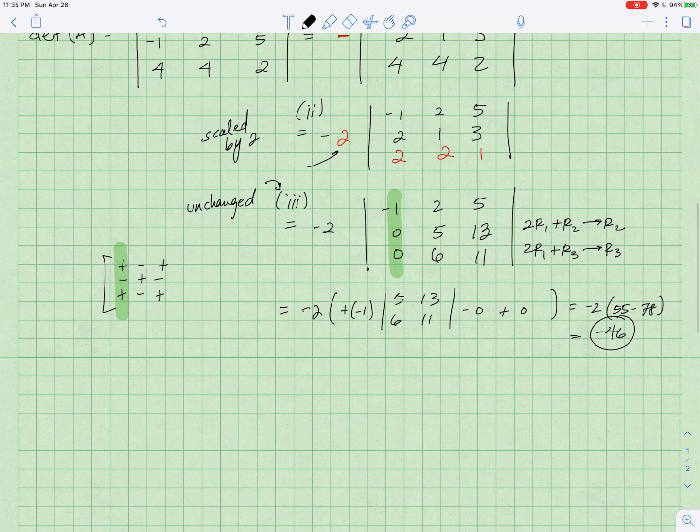And I know it doesn't seem like it's that much faster in this case, but again, if that's 4 by 4 or 5 by 5, this is going to make your work a lot easier, especially when you're doing this by hand. Go ahead and give that a shot, folks, and see how it works out for you.